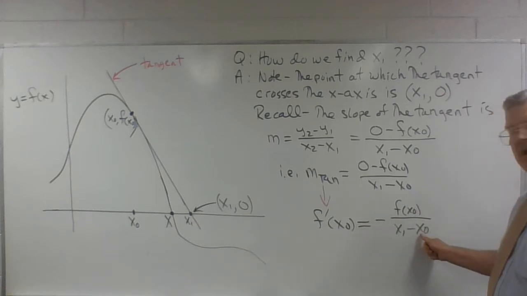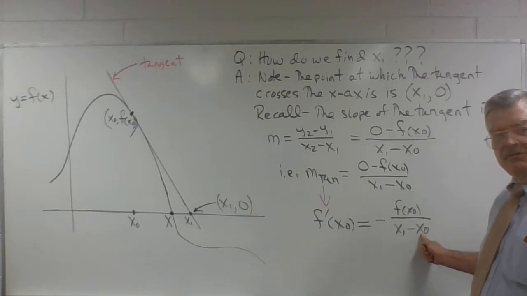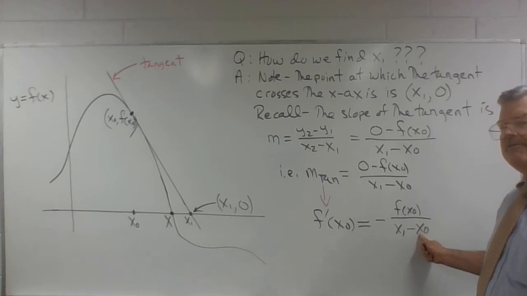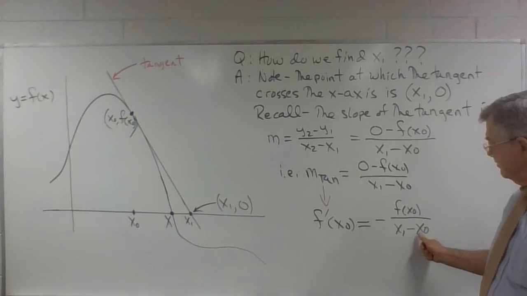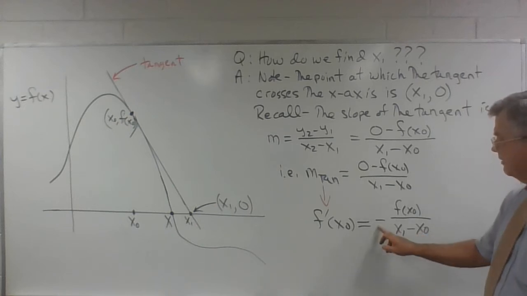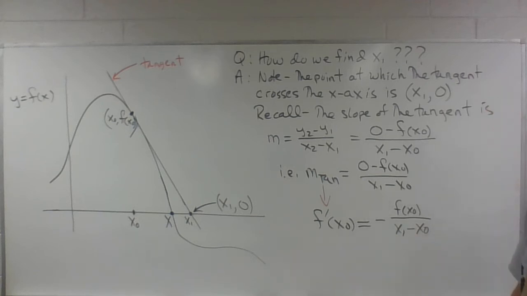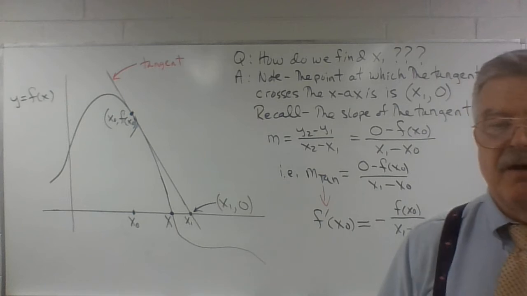That's our initial guess. Our program prompts the user to enter a guess as to the value of x, and that first guess is x naught. We know everything in this equation except for x1. So let's solve.